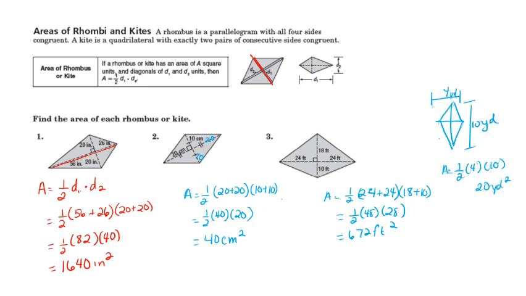So the 6 quadrilaterals that you should know about are parallelograms, rectangles, rhombuses, squares, trapezoids, and kites, and you should be able to find the area of those objects.